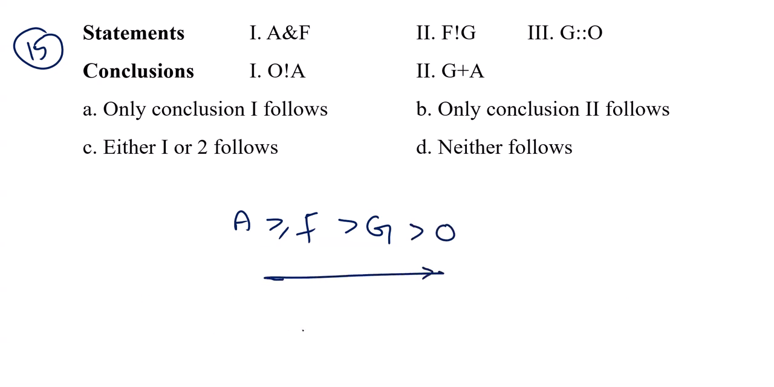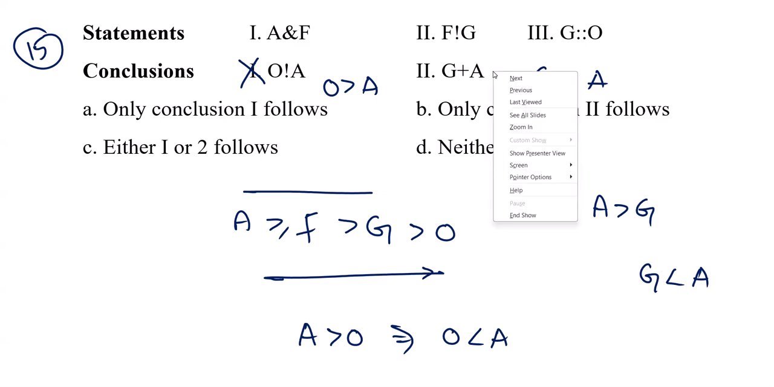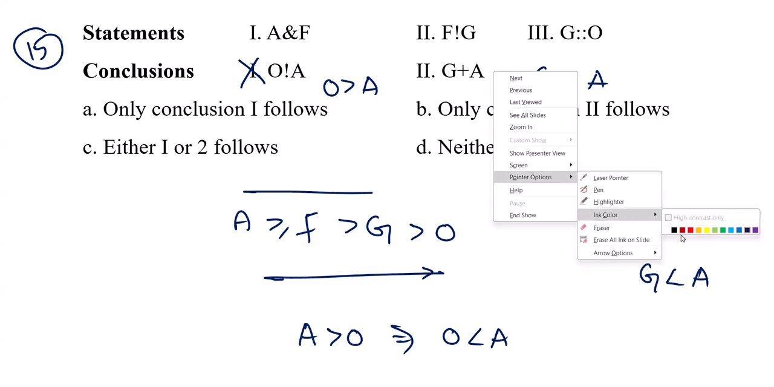There is a common symbol greater. A greater than O. O less than A required. O greater than A is not okay. Next G plus A. G less than A. Yeah, here A to G again greater than symbol. A greater than G or G less than A. Fine. The procedure what we did you can understand. Fine. This is quite good.